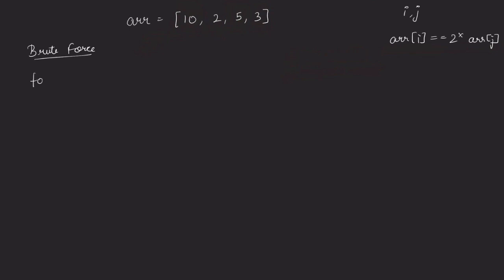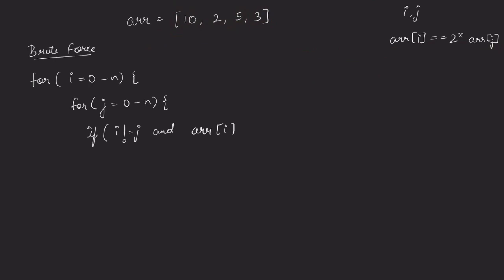So what you will do is run a for loop of i starting from 0 till n. And inside this, you will run another for loop of j starting from 0 till n. And inside this, you will check that if i is not equal to j, because our i and j have to be different, right? A number itself cannot be the double of itself, right? So if i not equal to j and ARR of i times 2 is equal to ARR of j, if this condition is true in any case, then return true. Otherwise, at the end, we can return false, right?